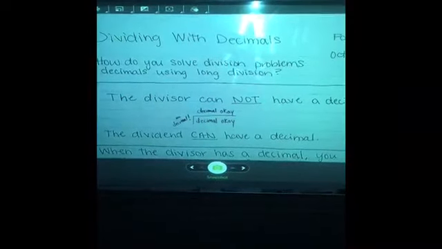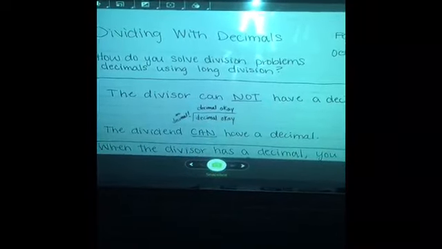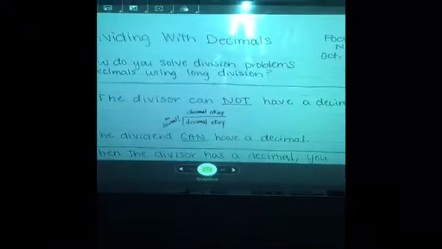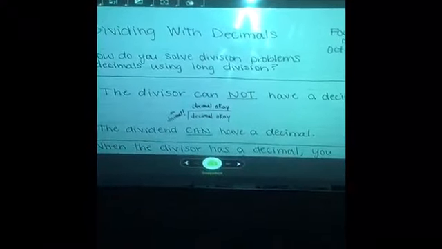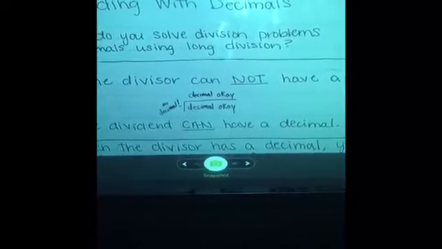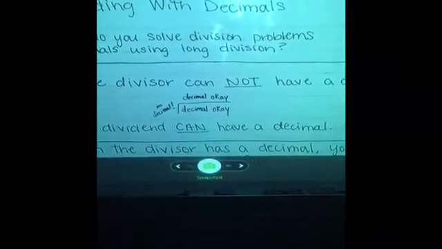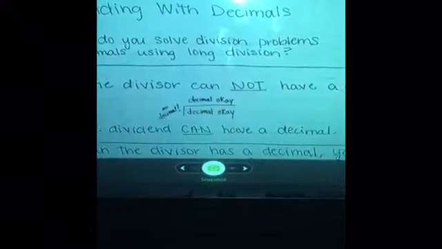So before you even start solving, the main thing to remember is that you have to have no decimal in the divisor, which is this number outside of the house. And in the other places, you can have a decimal in the quotient, and you can have a decimal in the dividend. Once that is all set up correctly, you may solve.